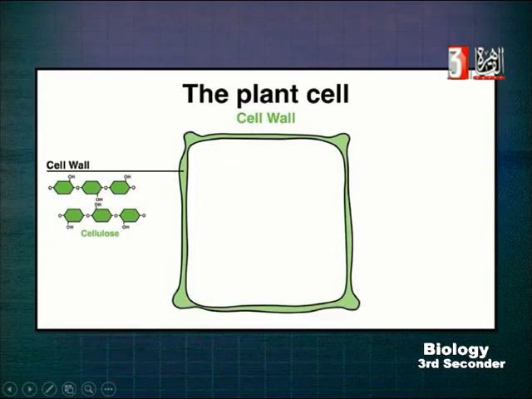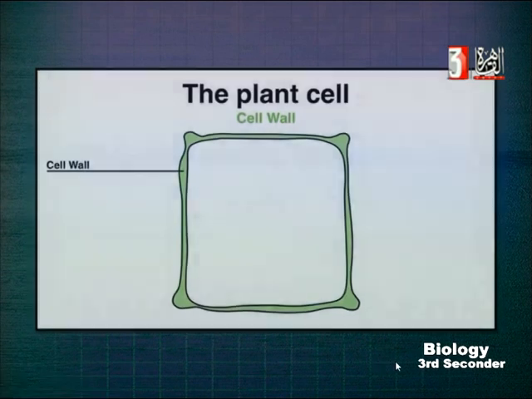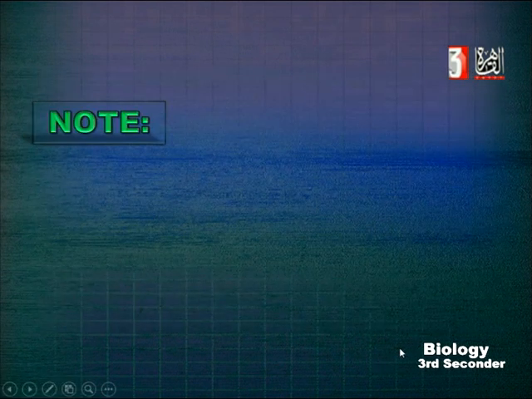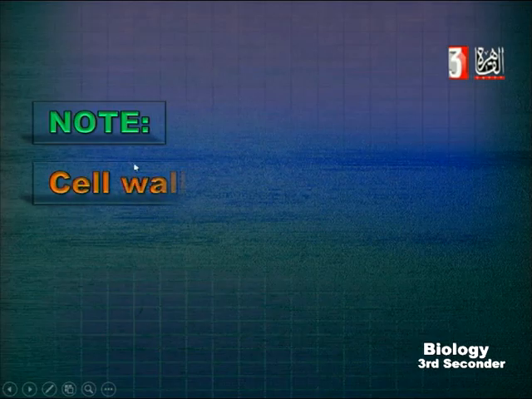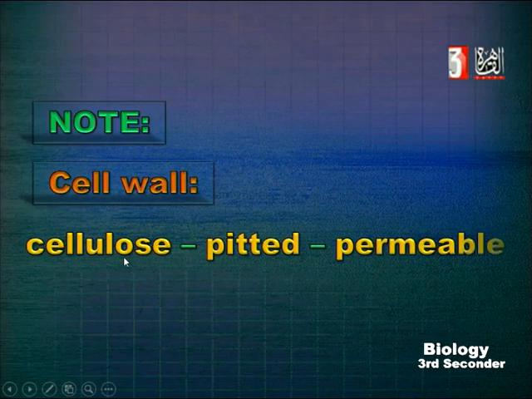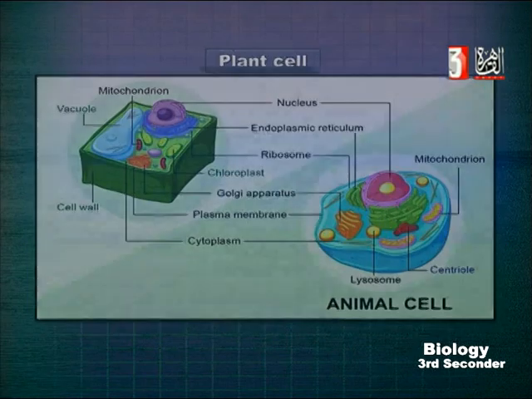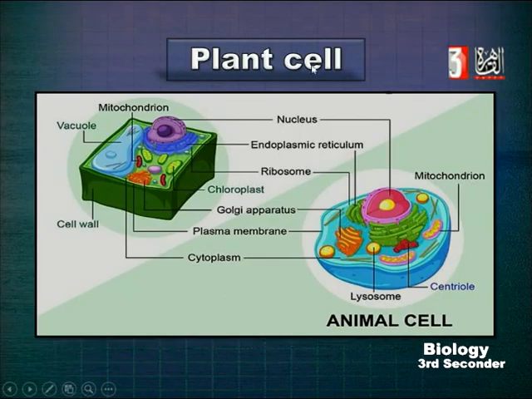So you need to remember that the cell wall is made of cellulose and it is pitted and it is permeable. What is the meaning of permeable? Permeable means it allows the passage of water and the dissolved substances. So again, the plant cell is characterized from the animal cell by having a cell wall, a large vacuole and chloroplasts.